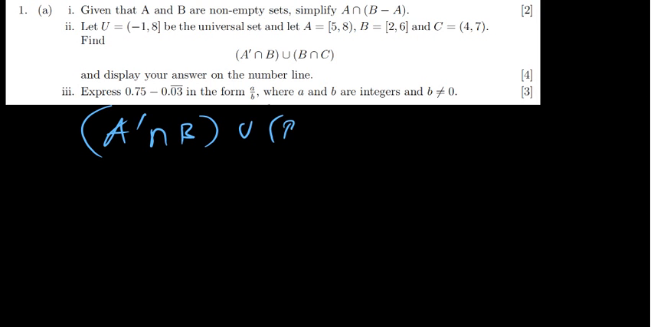Now the next question is saying let U be the universal. We have the universal there as U. Then we have U, which is 1 not included all the way to 8 included. Let A be 5 included, 8 not included. B is going to be 2 included, 6 included. C is going to be 4 not included, 7 not included. They want us to find A complement intersection B, then union B intersection C.